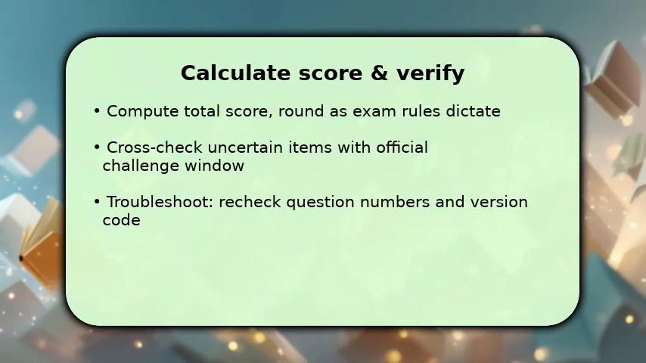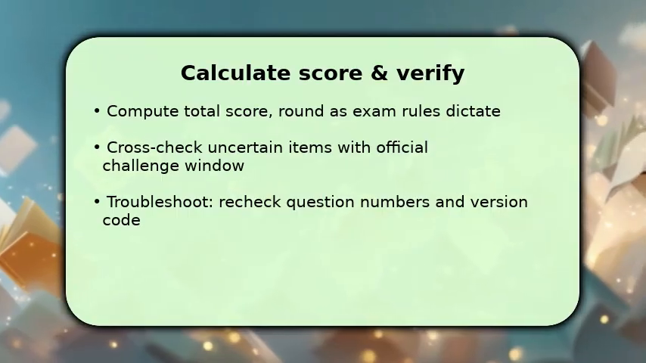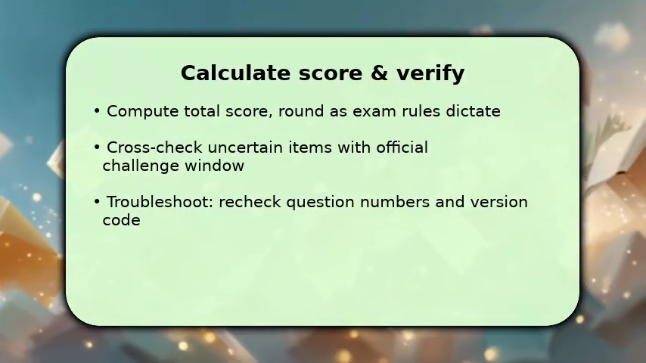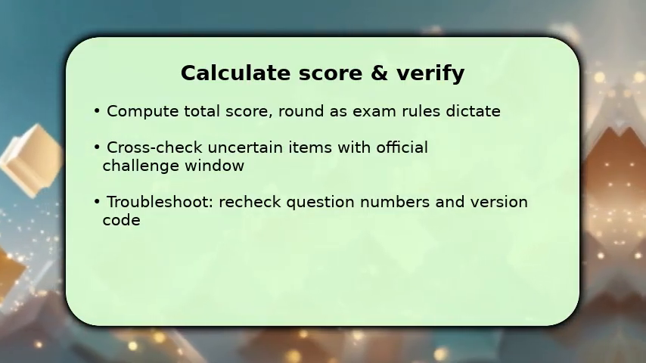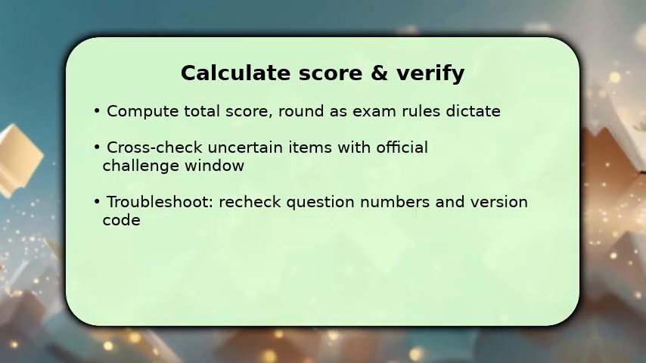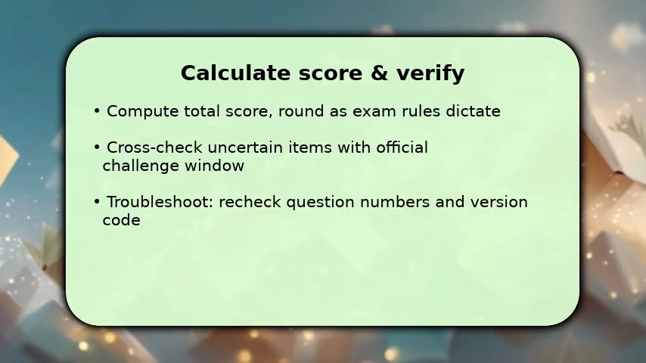Finally, sum your tallies to compute the raw score, then format it according to the exam rules, round only if specified. Once you have the provisional score, compare it with the expected cutoffs for your category to estimate qualification chances.